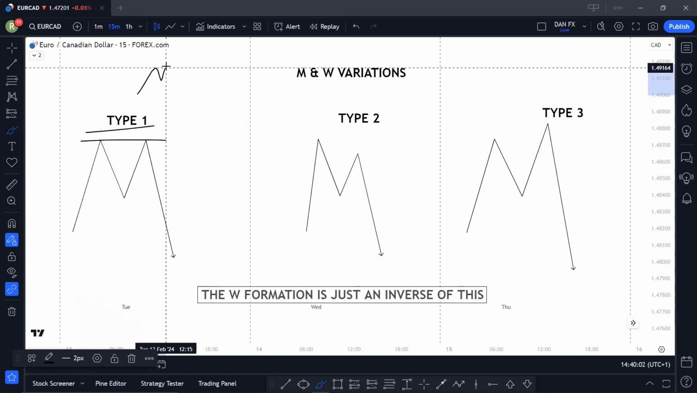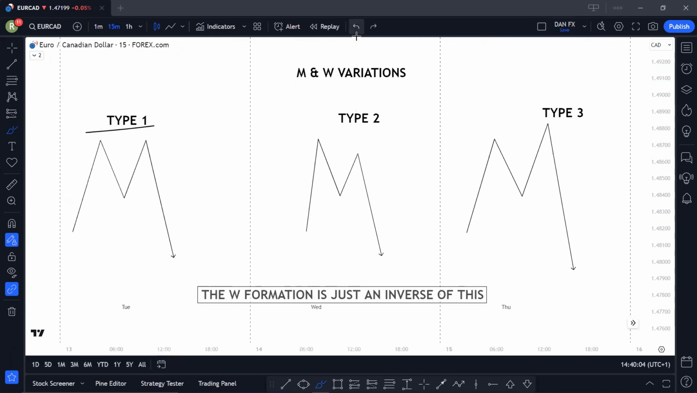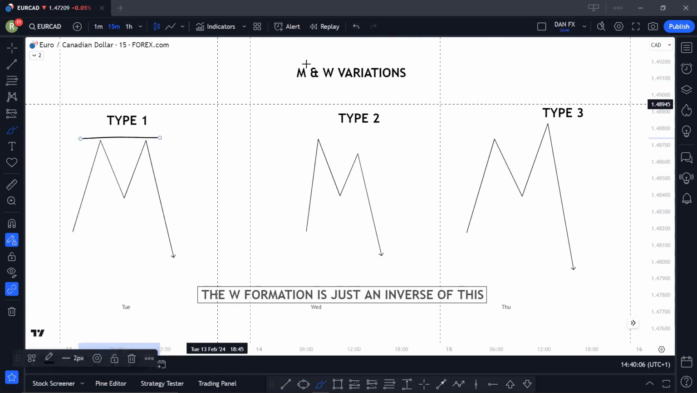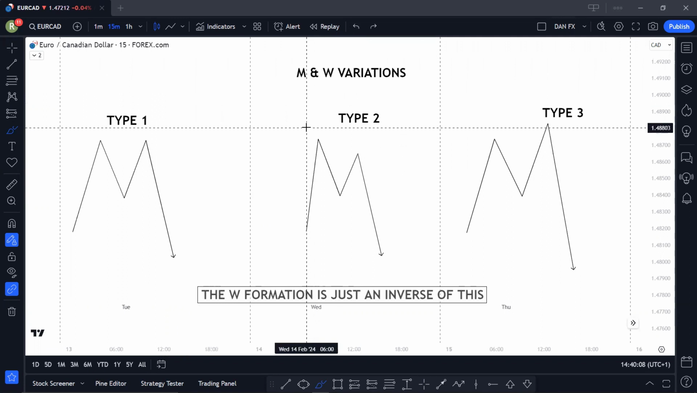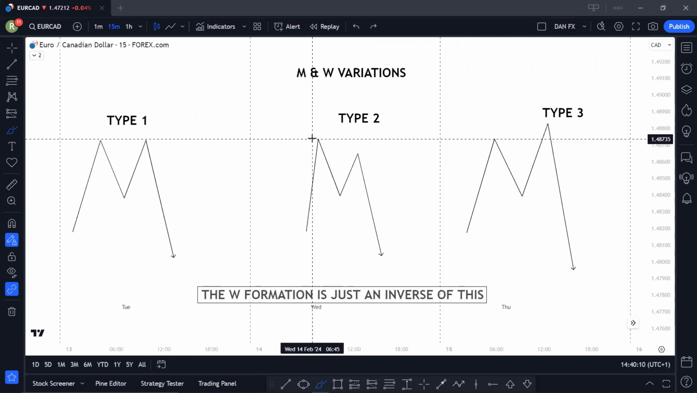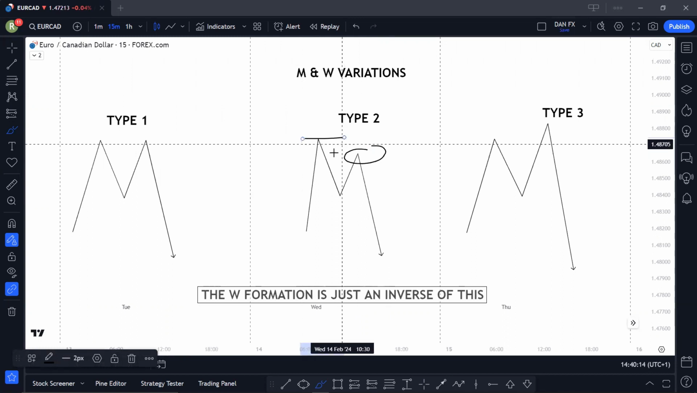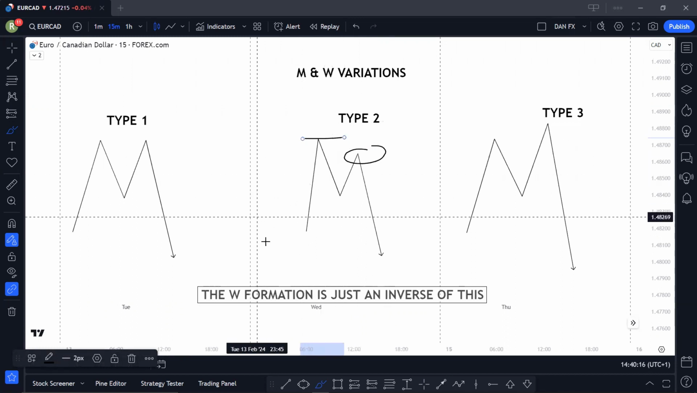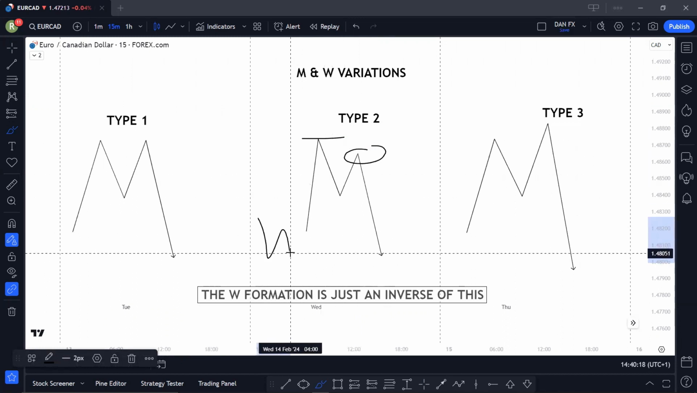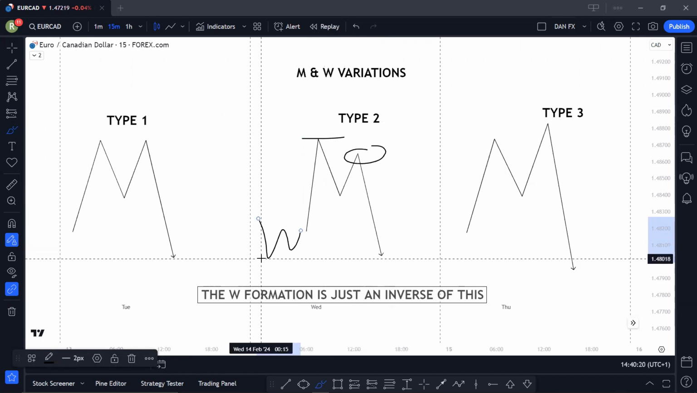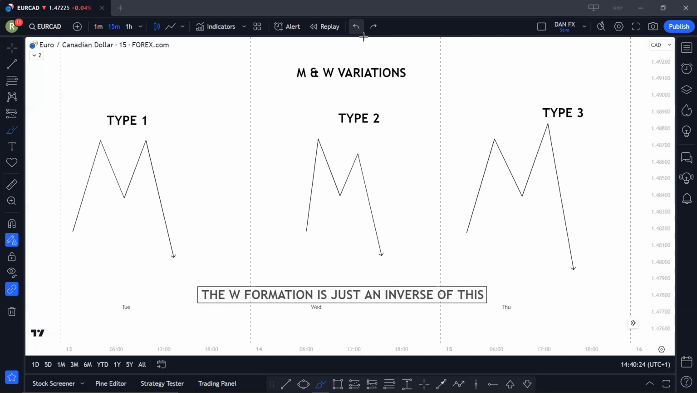So the M formation is going to have equal highs. The second leg is going to be equal. It's going to be at the same level with the first leg. While on the second variation, which is the type 2, the second leg in this example is going to be below the first leg if it's an M formation. If it's a W formation, it's going to be above the first leg. So the second leg is going to be above the first leg on the W formation, and on an M formation, the second leg is going to be below the first leg.